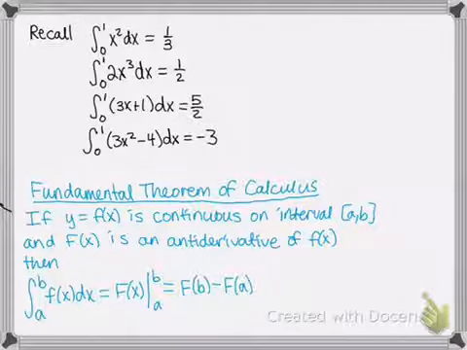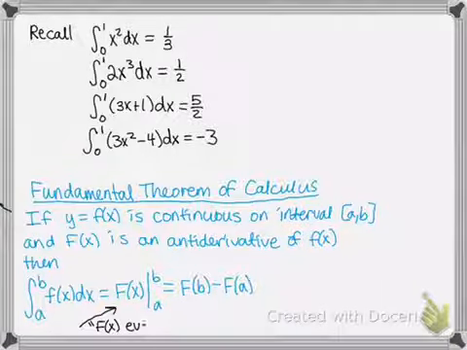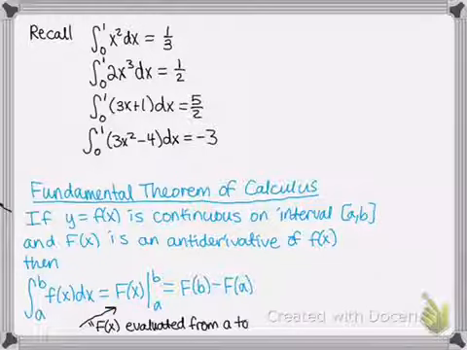So what I'm going to do is, well, first I should say, let's write out what this notation means. This means you say F of x evaluated from a to b. So that's how you say it. Okay, so let's do this.